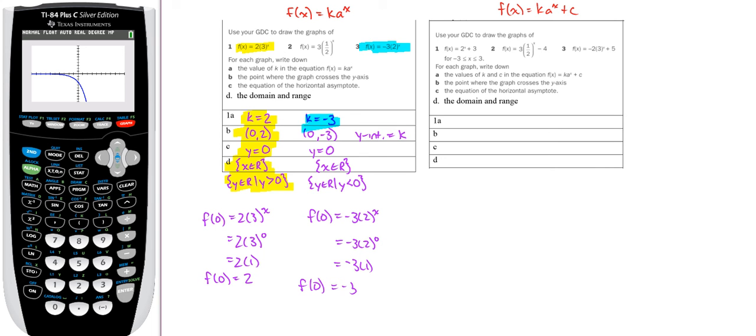So you can see that the k value always corresponds to the y-intercept in these instances. So that's kind of a handy thing to know.